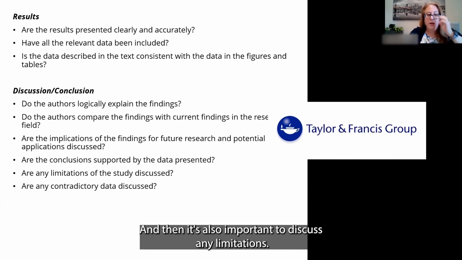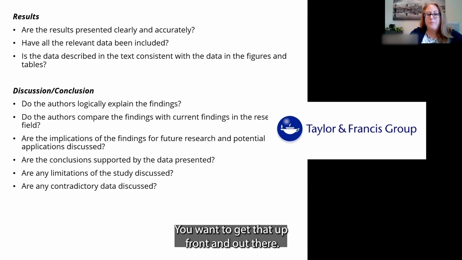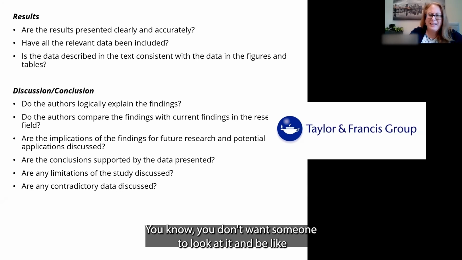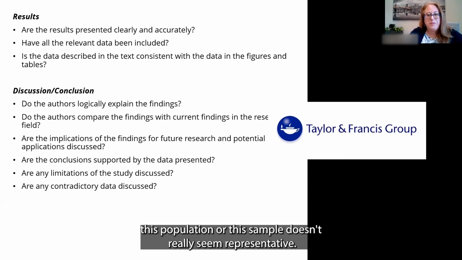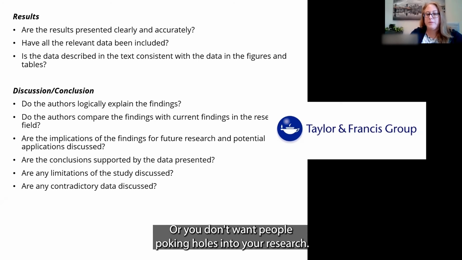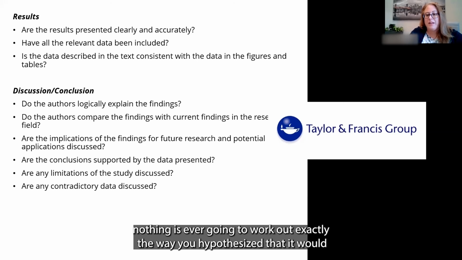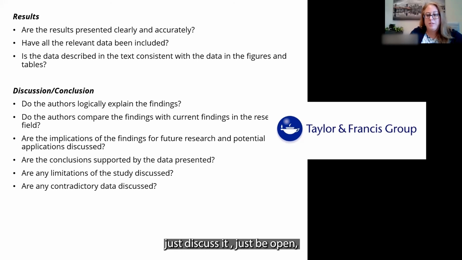And then it's also important to discuss any limitations. You want to get that up front and out there. You don't want someone to look at it and say, this population or this sample doesn't really seem representative. Why didn't they mention that? You don't want people poking holes into your research. So if there are limitations, you just need to state them clearly. And if there's any contradictory data, and no data is going to be flawless, right? Nothing is ever going to work out exactly the way you hypothesized. Just discuss it. Be open, be honest, and mention it up front.